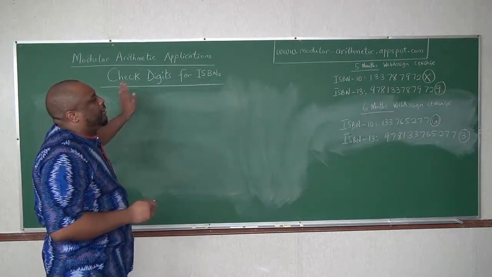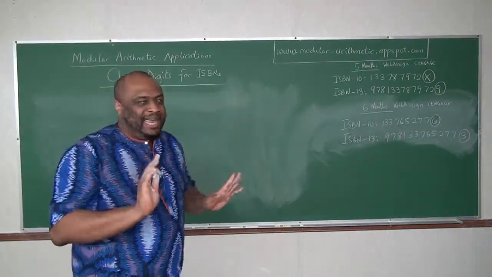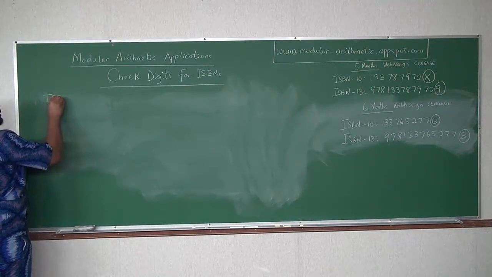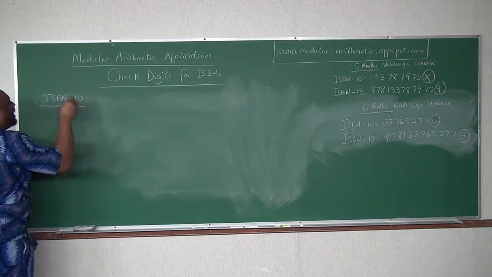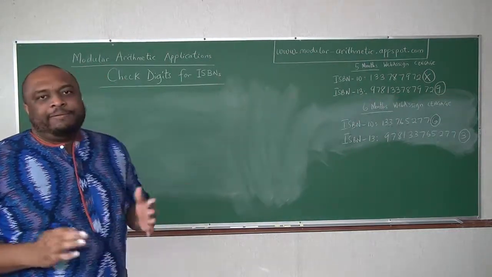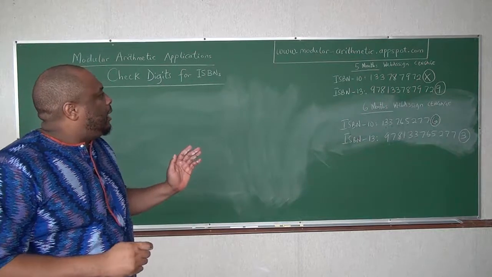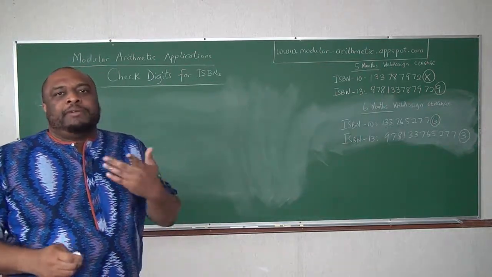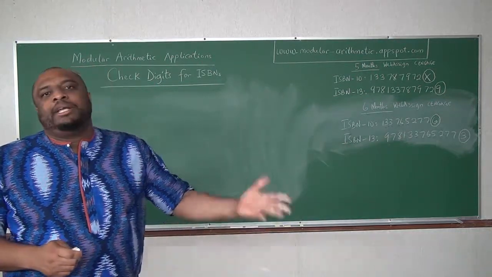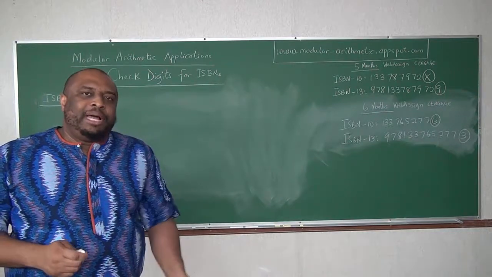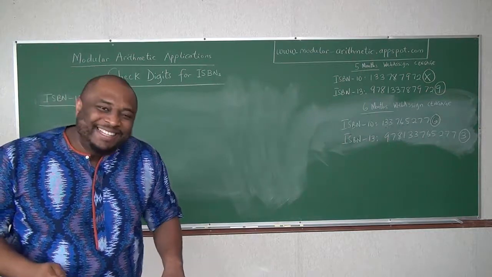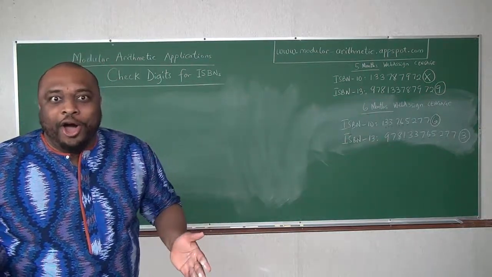So first of all, let's start with ISBN-10. How do we calculate the check digit for ISBN-10? After that, we calculate the check digit for ISBN-13. And after that, we convert from ISBN-10 to ISBN-13, and then we convert from ISBN-13 to ISBN-10.